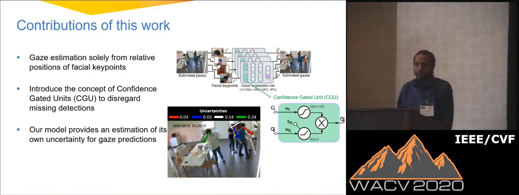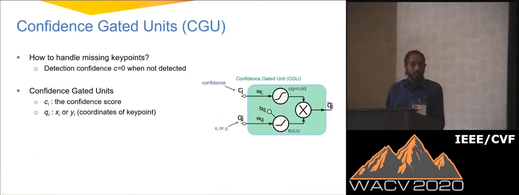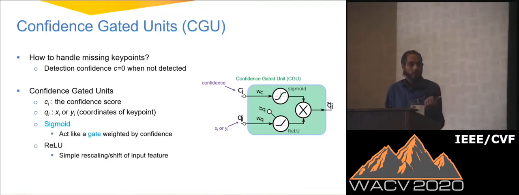So this model relies only on the facial key point positions provided by the off-the-shelf OpenPose model, in this case, the nose, the eyes, and the ears. Together with the key point positions, OpenPose also provides the confidence scores of detections. And from these inputs, our four-layer network with only 283 trainable parameters regresses both the gaze direction and its own uncertainty of prediction. The confidence-gated units we introduce handle cases of missing key points, indicated by OpenPose with a confidence score of 0. So you have simply a sigmoid that acts as a gate weighted by the confidence and a ReLU that shifts the input accordingly, similar to GRUs.